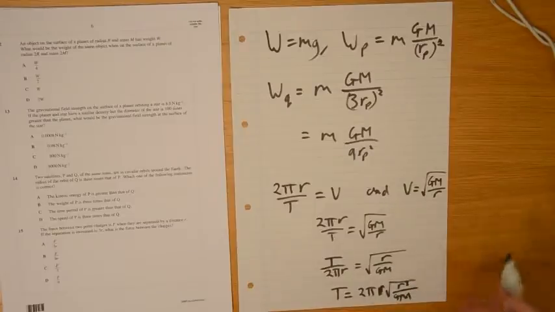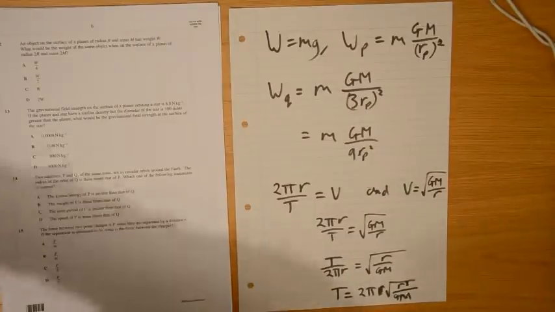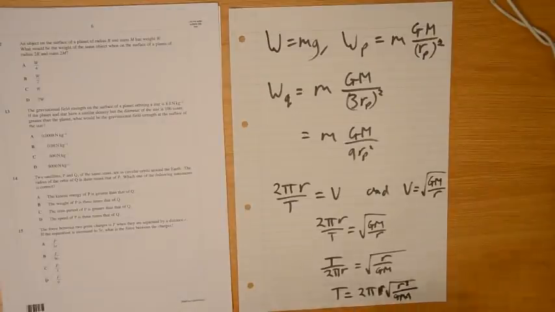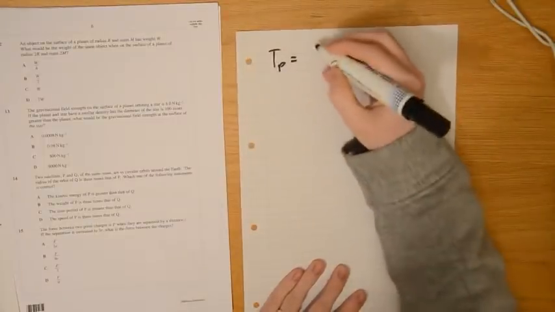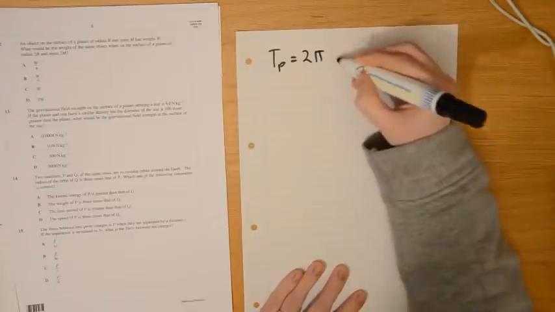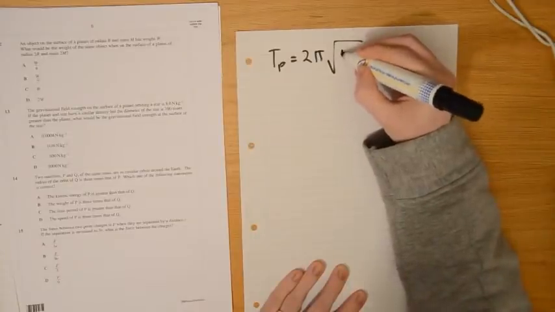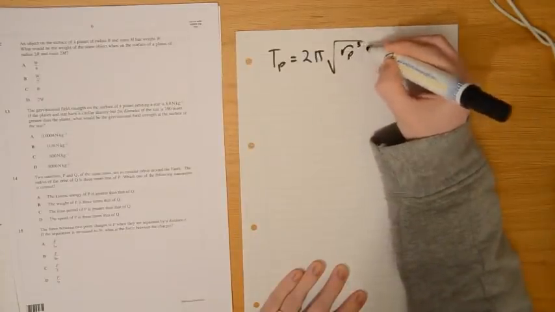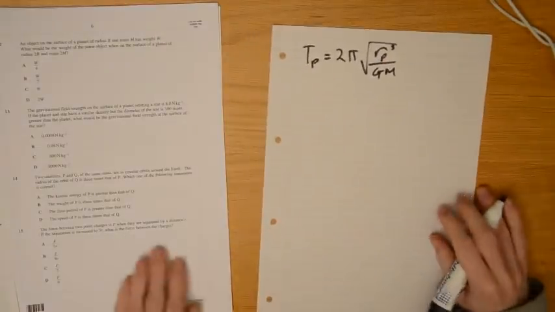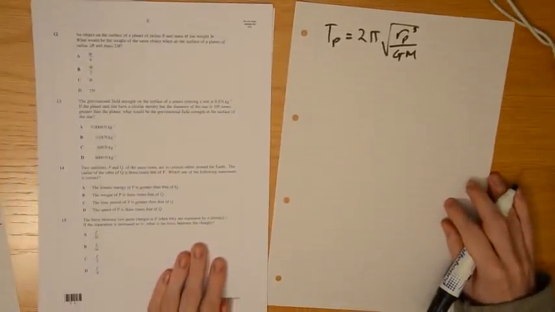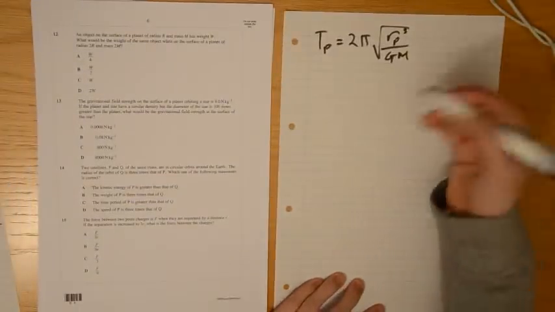But that's our equation anyway for T, and all we need to do to work out whether our statement is correct on the time period is to find out what the time periods of P and Q are going to be. So that means that we can write Tp, time period for P, is going to be equal to 2 pi square root of rp, all cubed, over GM. Okay. Check that's actually right. There we go. So Tp is 2 pi root rp cubed over GM.